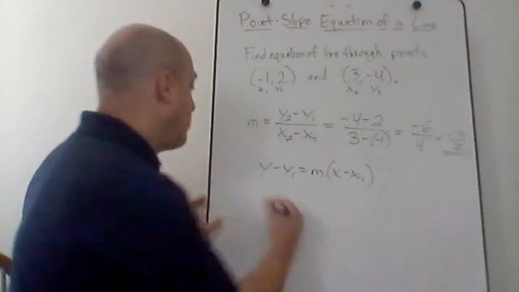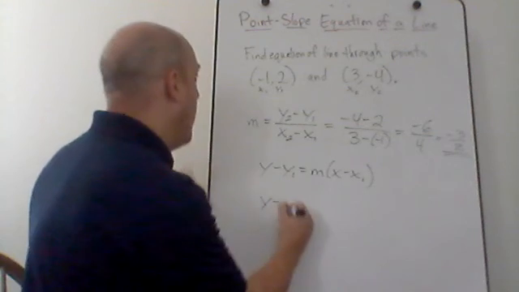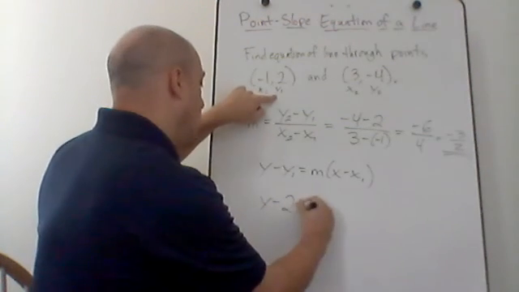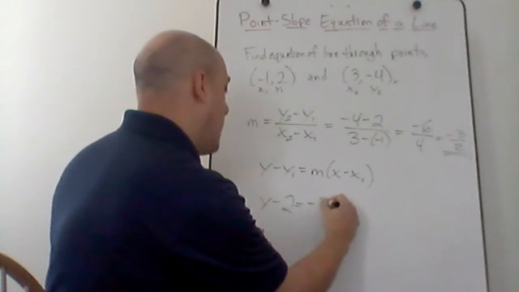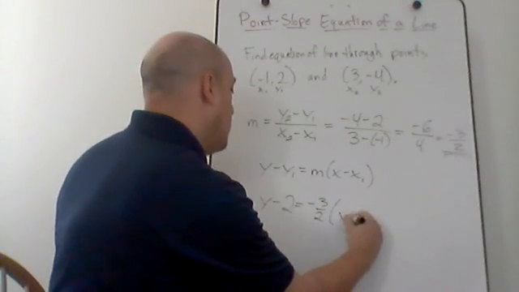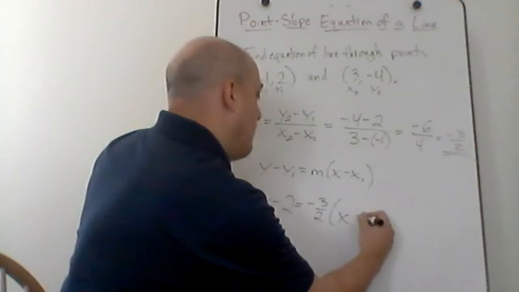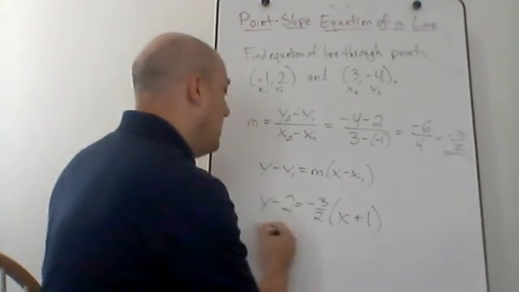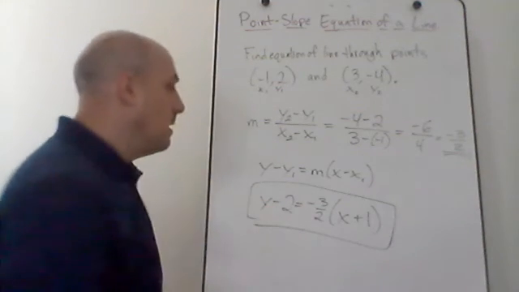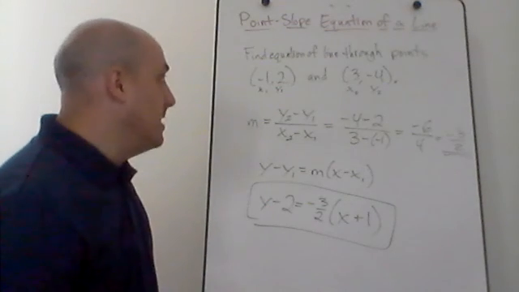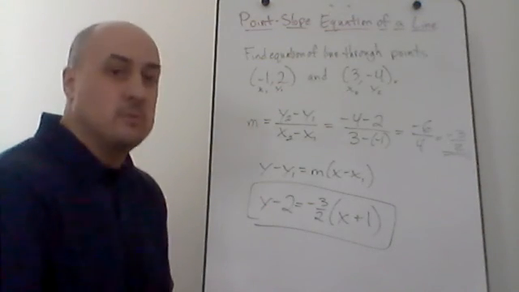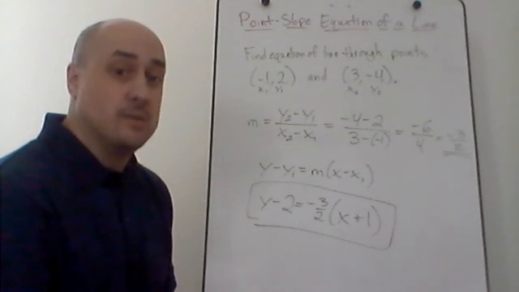All right, so y minus y1, right? y minus 2 equals the slope, which we just calculated is negative 3/2, times x minus x1. x1 is negative 1, so that minus negative 1 is going to make it x plus 1 in there. All right, so there's my equation of this line in point slope form. y minus 2 equals negative 3/2 times x plus 1.